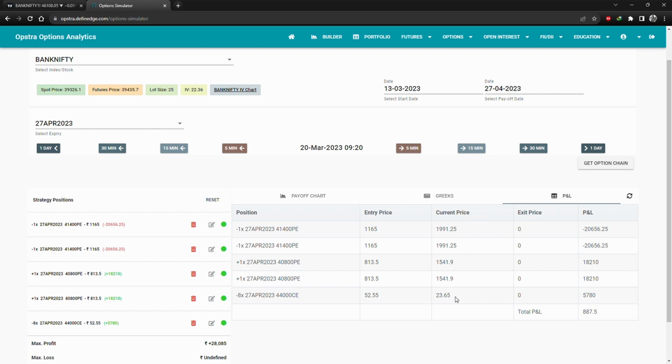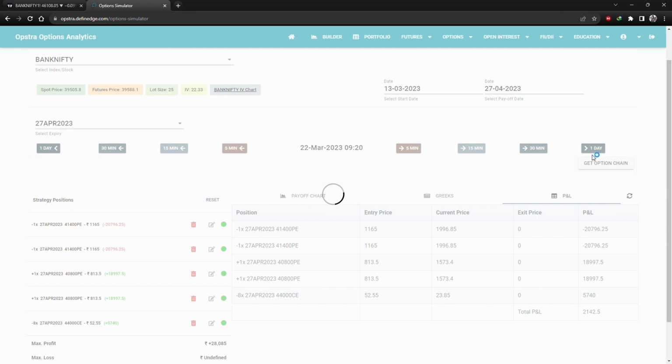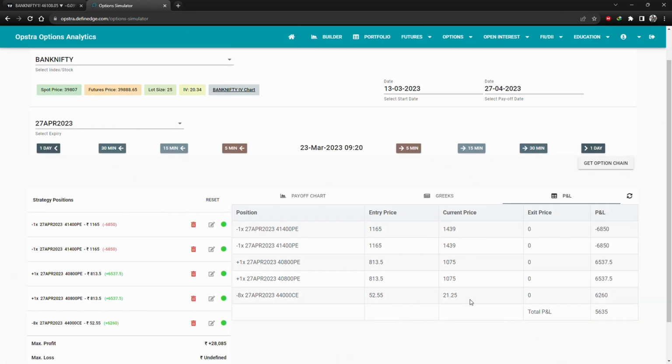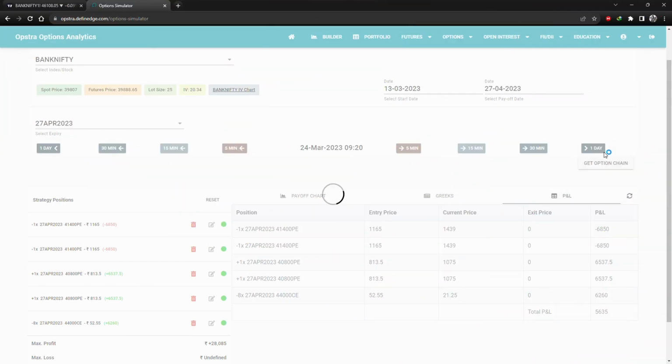I will not square up this position unless it is around 15 rupees. Next day it is only 21 rupees, still going to wait a few days until it is 15 rupees.